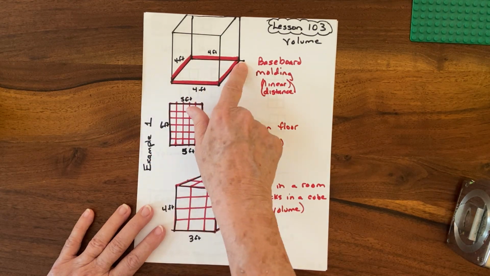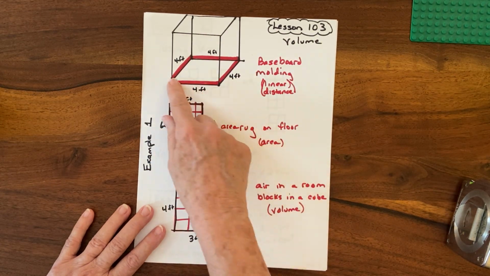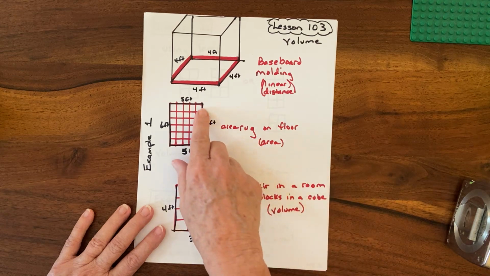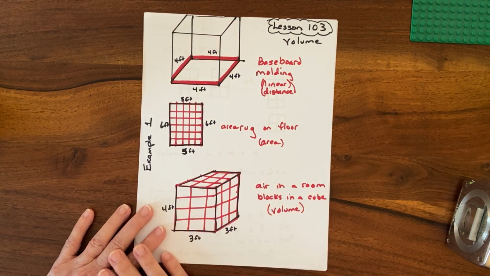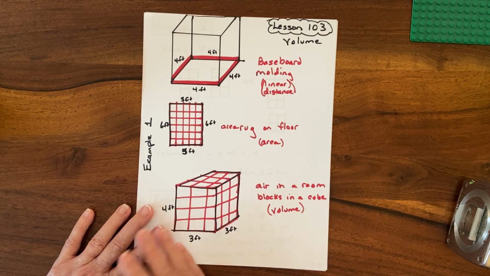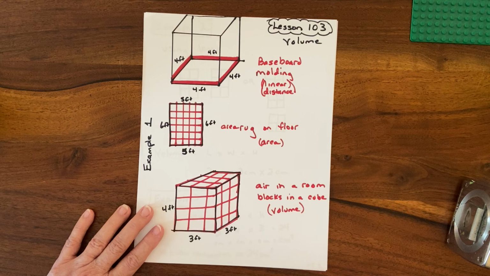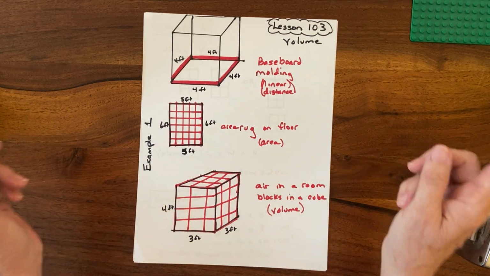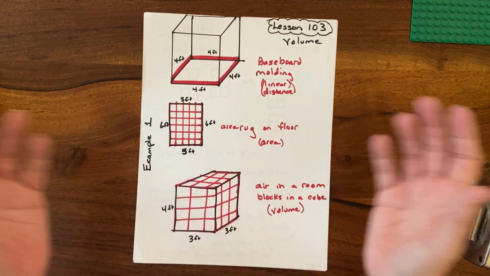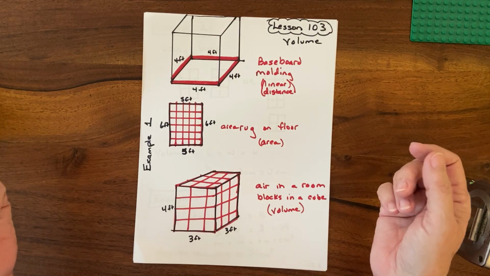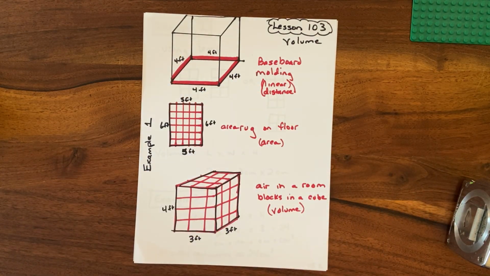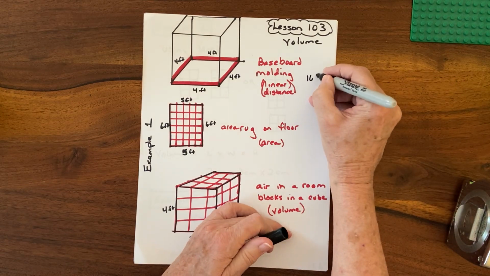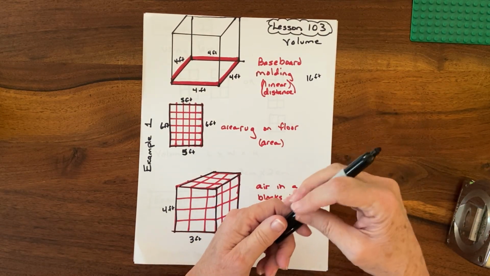Because I'm just making a line. If I unfolded that room, it would be all one line, and it would be 4 plus 4 plus 4 plus 4, or 16 feet, okay? So think about it kind of like putting a fence around something. You're just finding a linear distance. You're not multiplying anything, you're adding it up. So this would be measured as 16 feet for my example of baseboard molding.